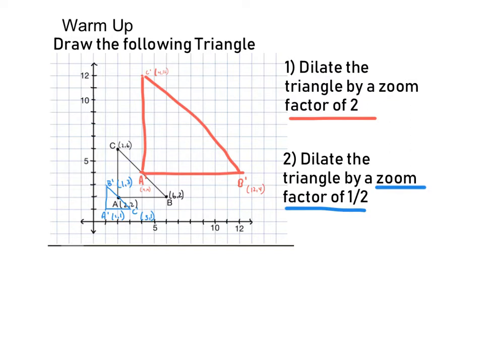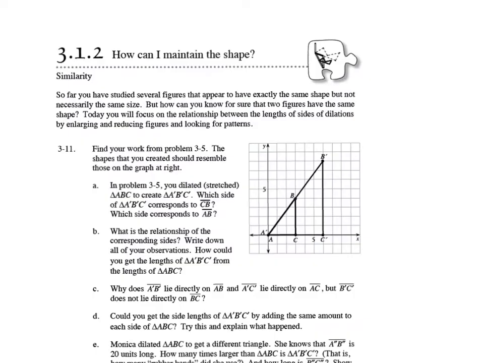And so hopefully you can see that when we are multiplying by a zoom factor, an enlargement factor, a scale factor, those are all meaning the same things. When we do that by a number greater than 1, we're making it larger. And if we do it by a number less than 1, it's going to make the figure smaller. So today's topic, what we're going to be discussing, is this idea of similarity.